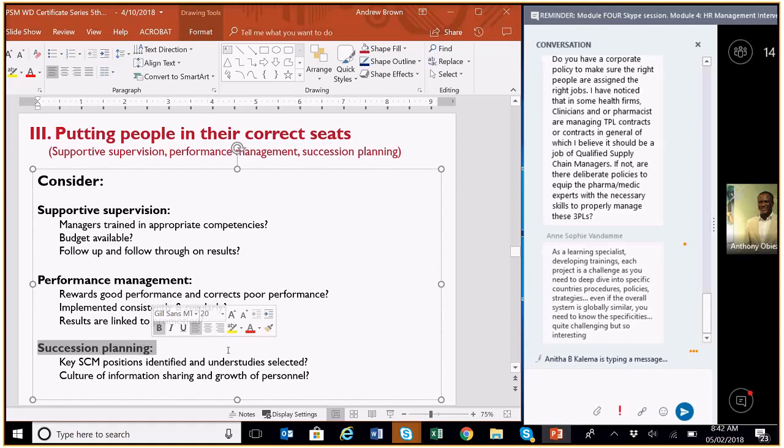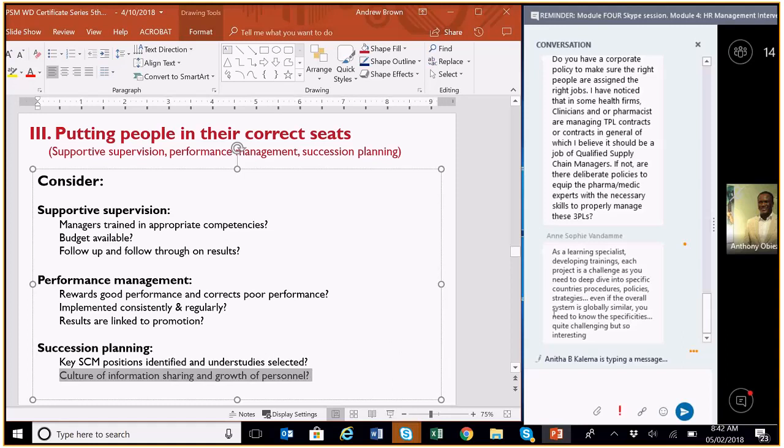But I just want to particularly note that. And for those of you who are on our community of practice will have noted I sent out a lovely graphic that emphasizes that globally there's this change in culture to be more information sharing and why that's important. So the key thing for succession planning is that we've identified key positions which are critical to an organization and that we have a culture of information sharing and growth of personnel to prepare people for the future in terms of the organisation.